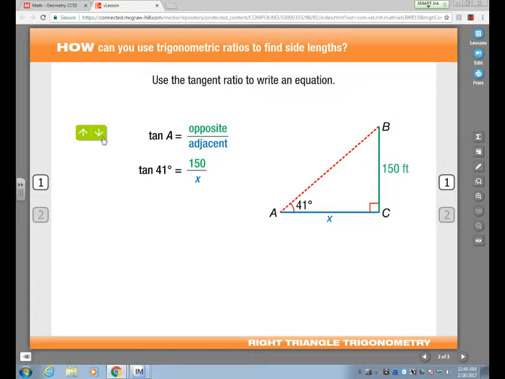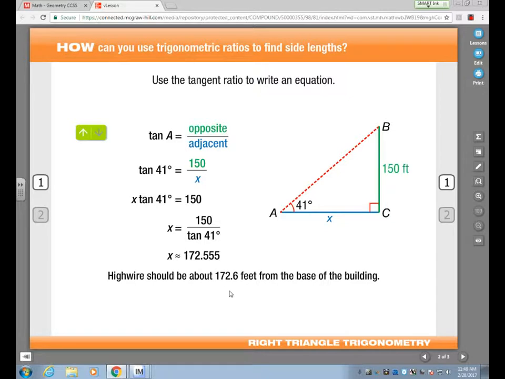We then have to solve by multiplying both sides by X. Then, since we want to move the tangent of 41, we divide both sides by the tangent of 41. We use our calculator and get 150 divided by the decimal value for the tangent of 41. That gives us that X is approximately 172.55 feet, or 172.6 feet from the base of the building.